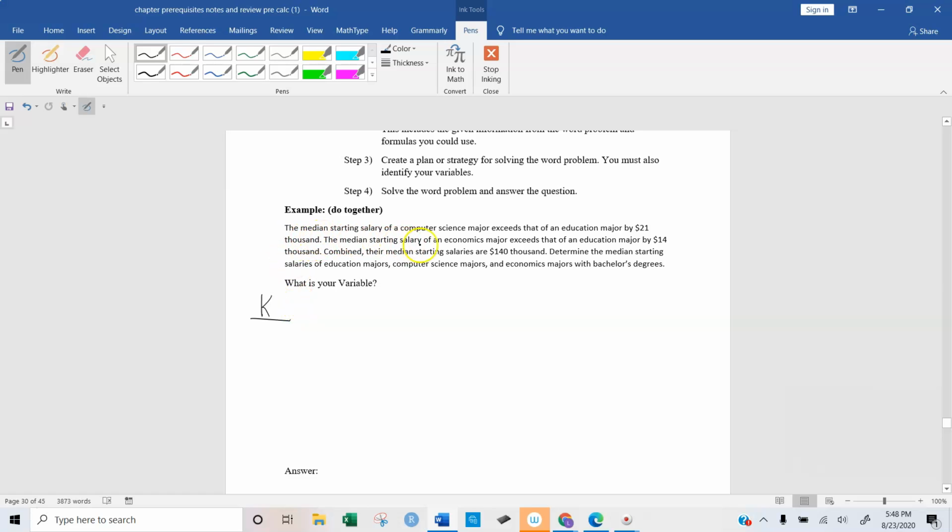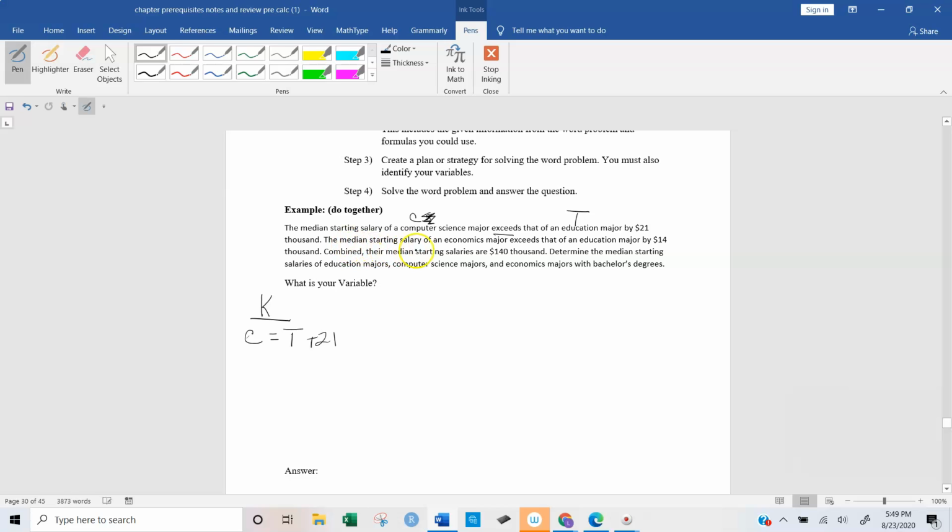So the median starting salary of a computer science major exceeds that of an education major by 21. So I'm going to let computer science be CS. And education, I'm going to let that actually be a T for teacher. Computer science, I'm just going to be a C. So I know my computer science exceeds, so that means more than, which means addition. So I know this is addition. Exceeds that, so I'm going to take a teacher's salary, I add 21,000 to it, I get the computer science. Okay, you understand sentence 1.